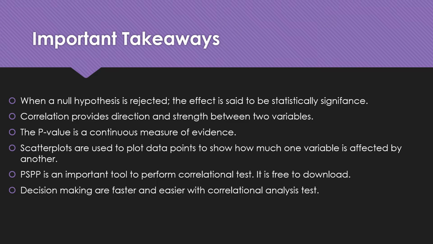Important takeaways: when a null hypothesis is rejected, the effect is said to be statistically significant. The correlation provides direction and strength between two variables. The p-value is a continuous measure of evidence. Scatter plots are used to plot data points to show how much one variable is affected by another.